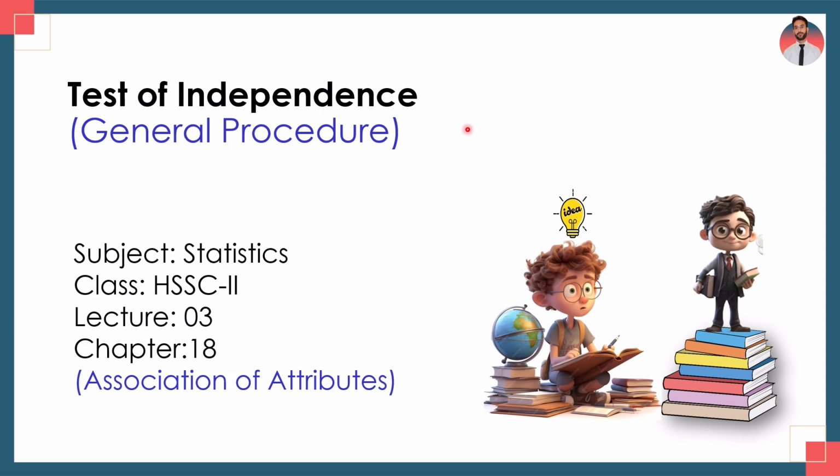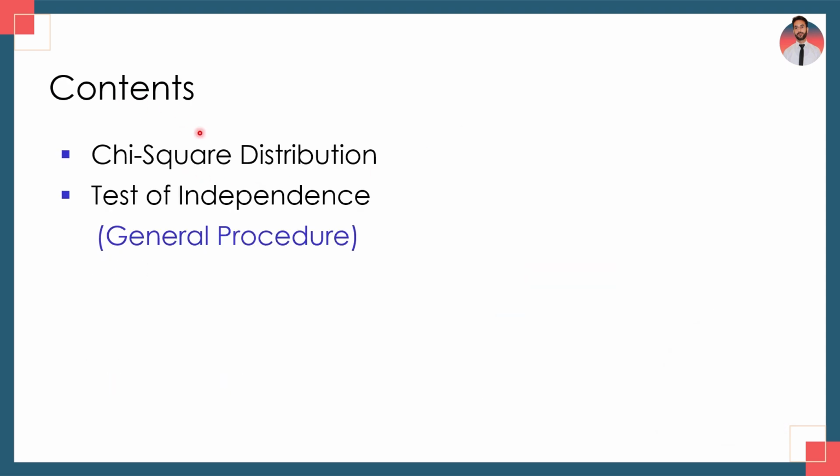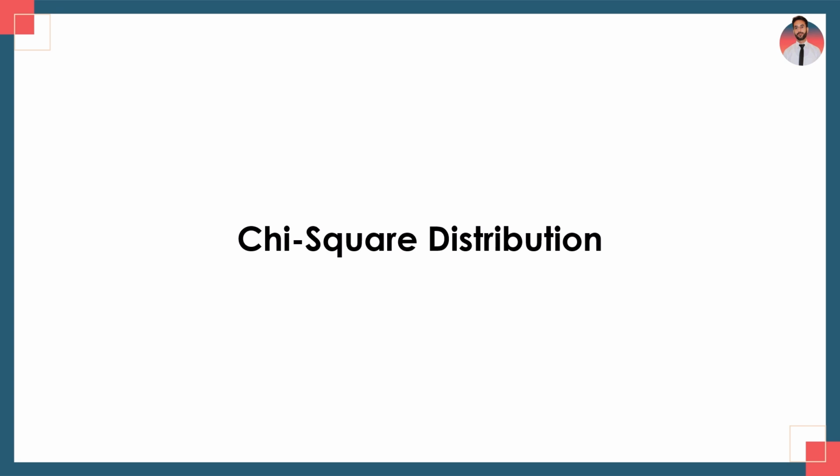Let's start the topic of General Procedure for Test of Independence. The contents of today's lecture are: the first point will be the chi-square distribution, and the second point is the general procedure for test of independence. First of all, I will discuss the brief concept about chi-square distribution.